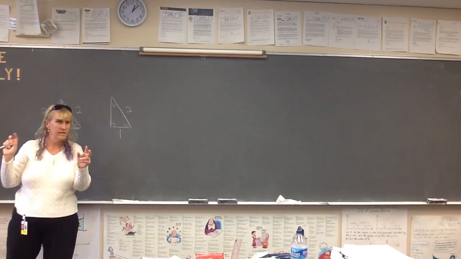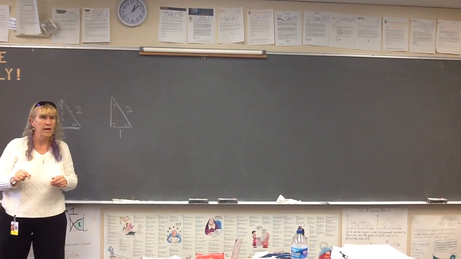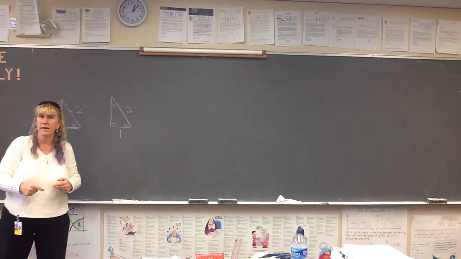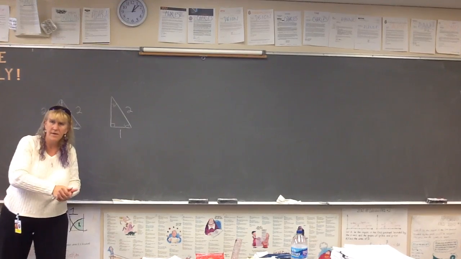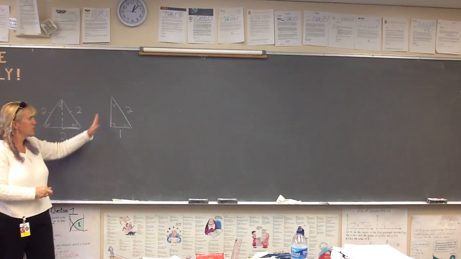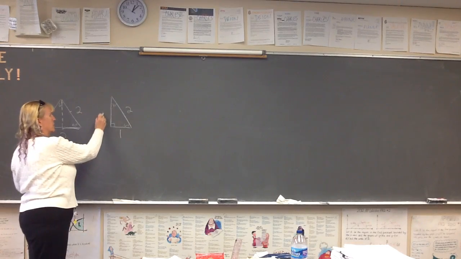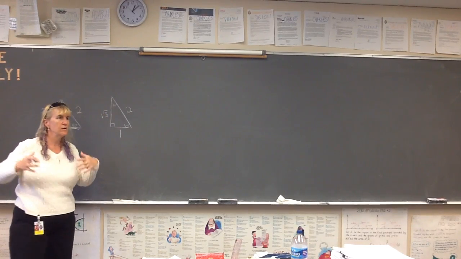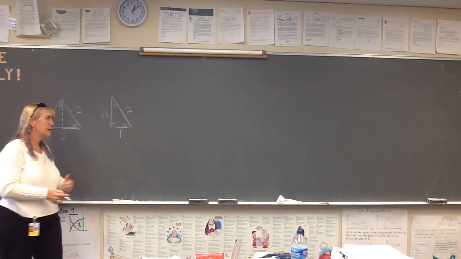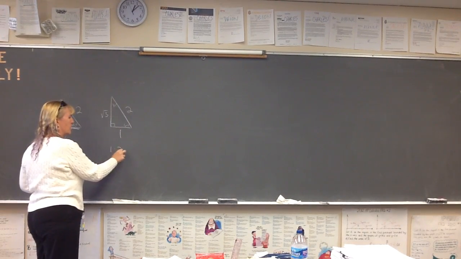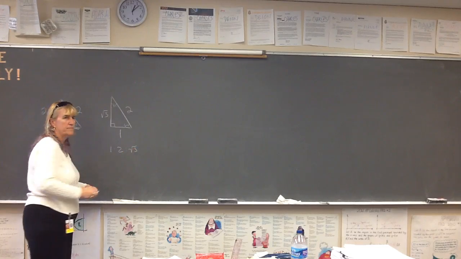Remember the quote that said in a 30, 60, 90 triangle, the side opposite the 30-degree angle is always half the hypotenuse. Okay. Do the Pythagorean theorem, and what are you left with right here? Square root of 3. So every single 30, 60, 90 triangle has sides that are in the ratio 1 to 2 to the square root of 3.